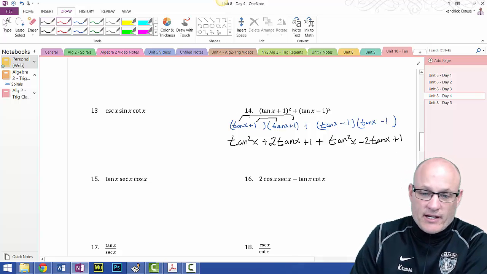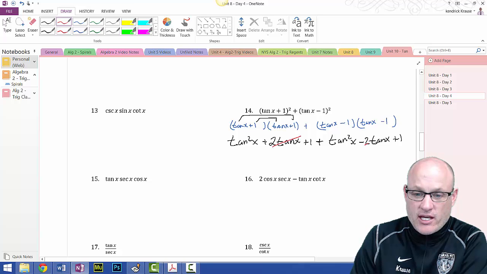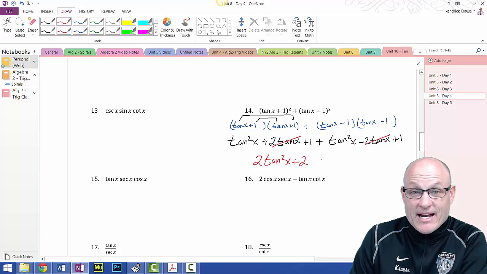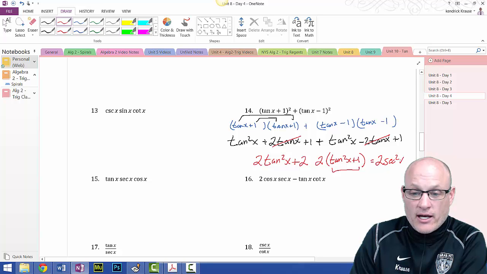So if I look at it, I think the 2 tan x's cancel, so I end up with 2 tan squared x plus 2. If I take out a 2, I'm left with 2 times tan squared x plus 1, and isn't this secant squared? So my final answer is 2 secant squared x.